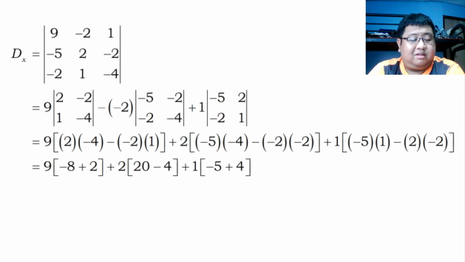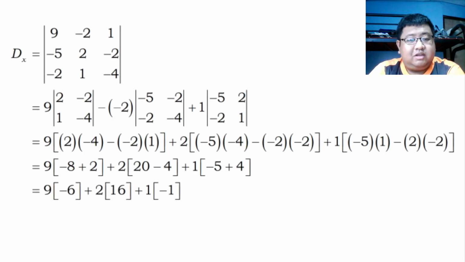Simplification gives us this. 2 times negative 4 is negative 8. Negative 2 times 1 is negative 2, but with a negative outside, so that's plus 2. Negative 5 times negative 4 is 20. Negative 2 times negative 2 is positive 4, but there's a negative outside, so that's minus 4. Now, negative 5 times 1 is negative 5. And then 2 times negative 2 is negative 4. And since there's a negative outside, negative of negative 4 is plus 4.